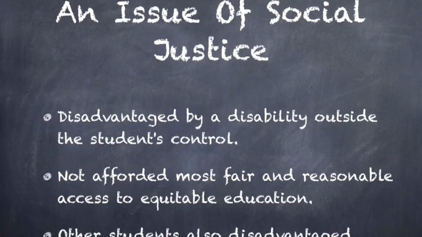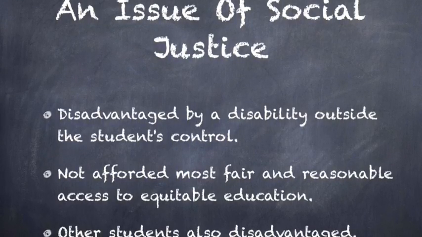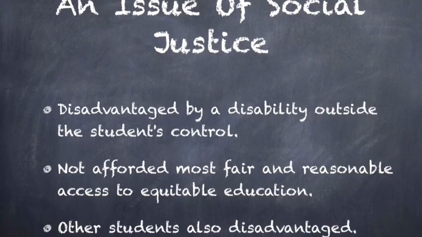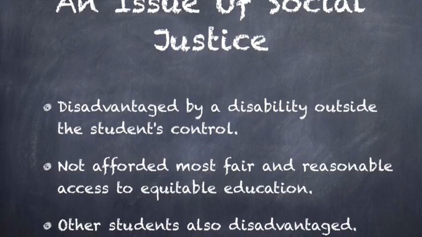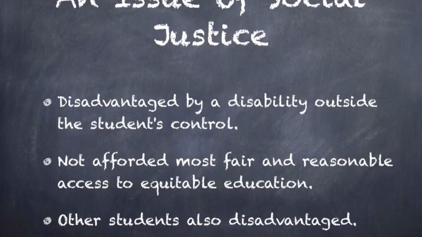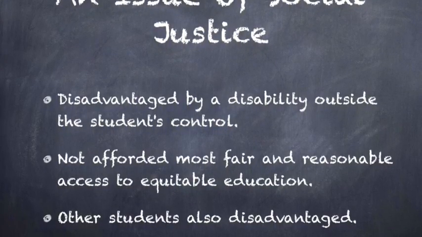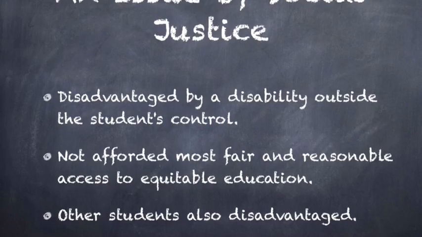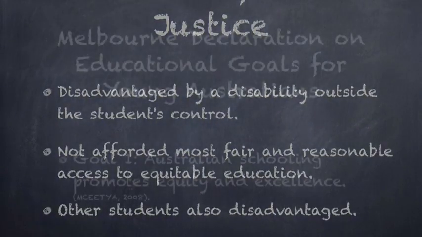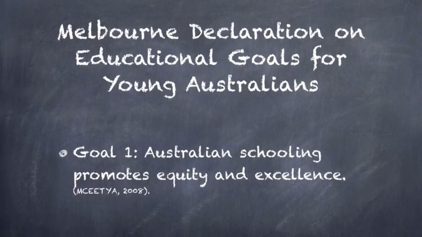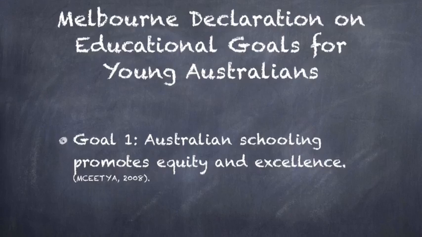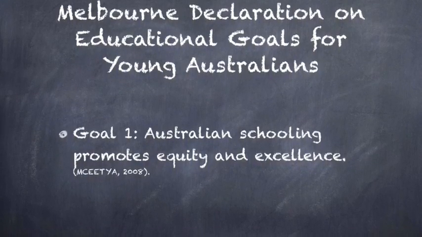Further to this, the effects of the time spent on and the disruption caused by the single student had a flow-on effect to all students in the room. Thereby, all students were being disadvantaged as their opportunities to an equitable and accessible education were being impaired. As teachers, it is vital we consider matters of social justice and provide the best opportunities to an equitable and accessible education. Indeed, this very notion is enshrined in the Melbourne Declaration in the first of its two goals. Namely, Australian schooling provides equity and excellence.